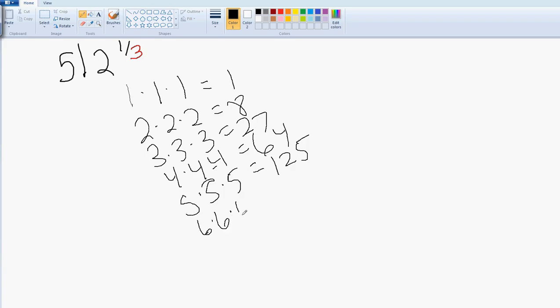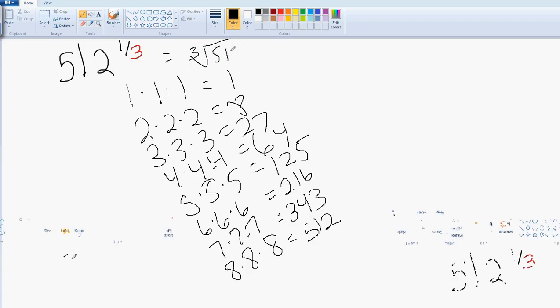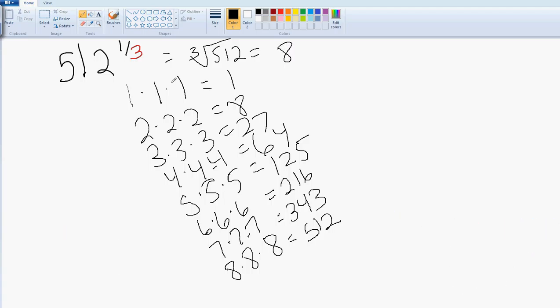6, let's see, 6 times 6 is 36, times 6 again is 216. Let's try 7. 7 times 7 times 7 is 49, times 7, or 343. So that doesn't work. Let's try 8. 8 times 8 is 64. 64 times 8 is 512. So it turns out that 8 must be the number which is the cube root of 512, or 512 to the 1/3 power.